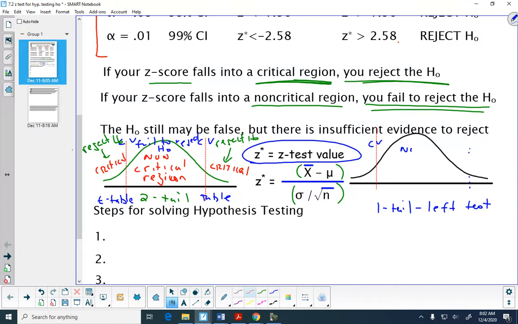This is a non-critical region, and this is critical. And the same rules apply. If we fall into a non-critical region, we fail to reject the null hypothesis. If we fall into the critical region, we will reject the null hypothesis.